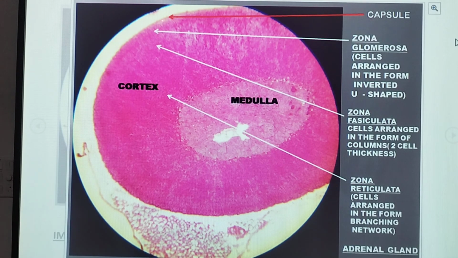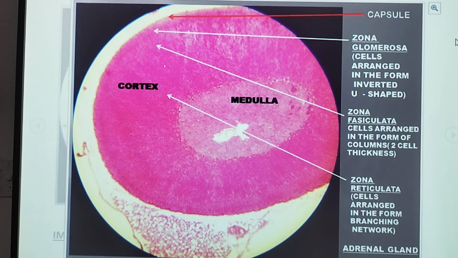Now in the cortex, what are you seeing? You can see the outermost covering, that is a capsule. The capsule is the outermost covering of the adrenal gland. Now below the capsule, what do you see? You see three distinct zones, that is G, F, R. First one is zona glomerulosa, the second is zona fasciculata, and the third one is zona reticularis.